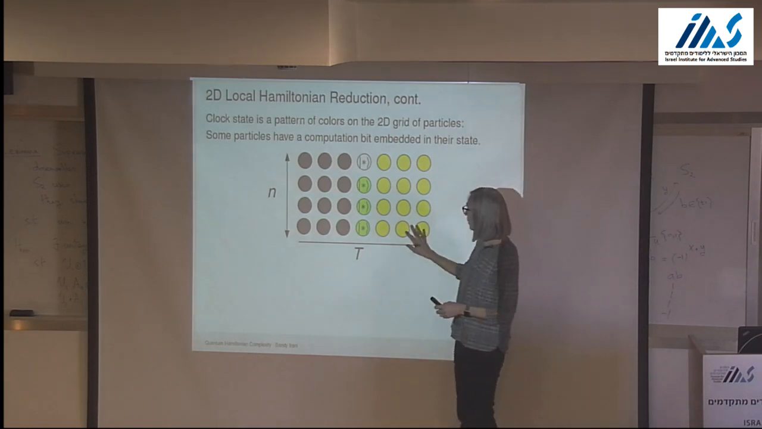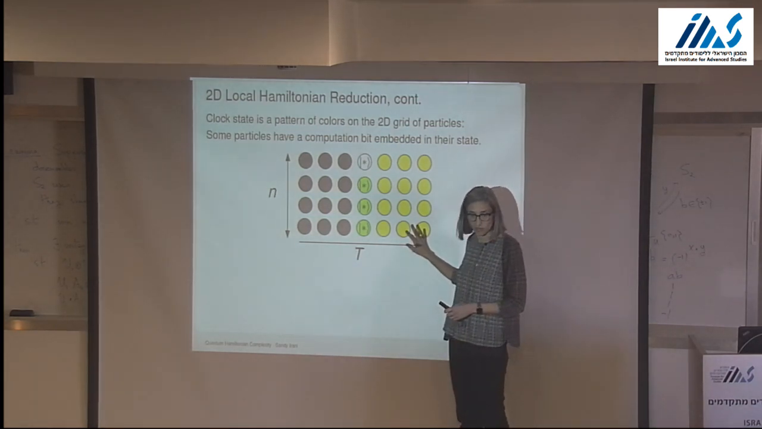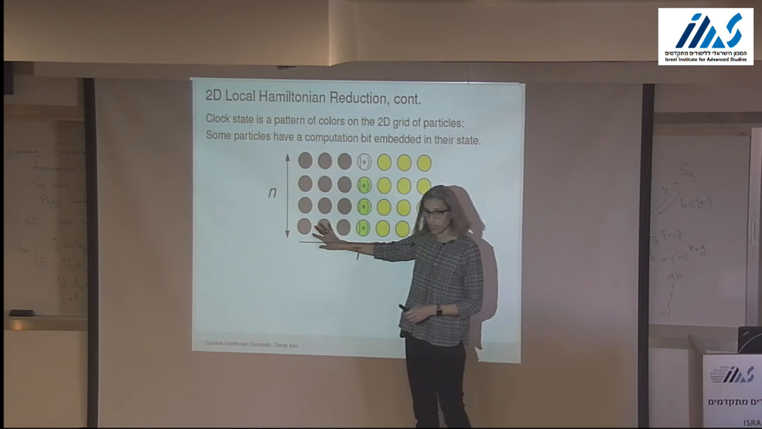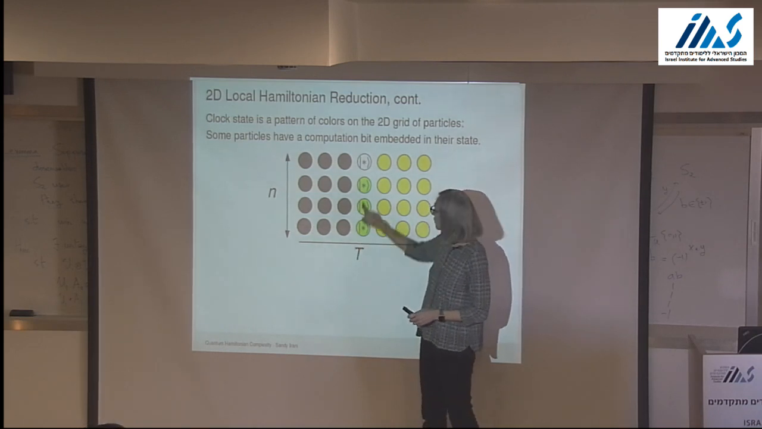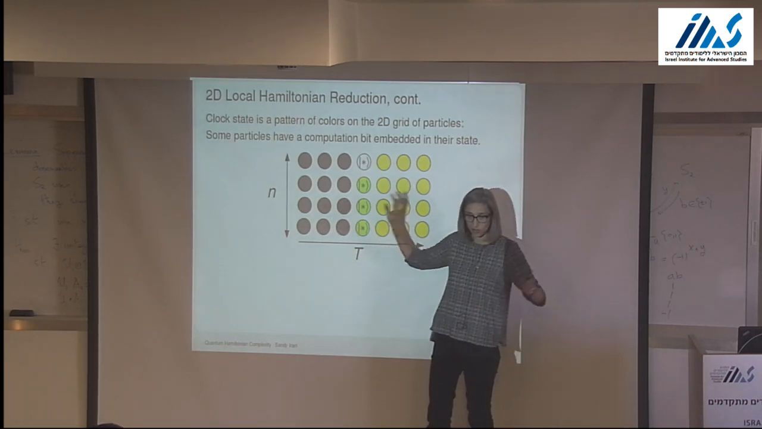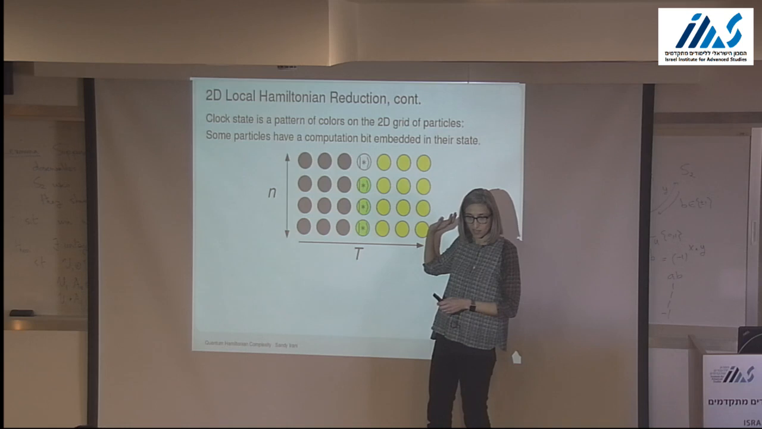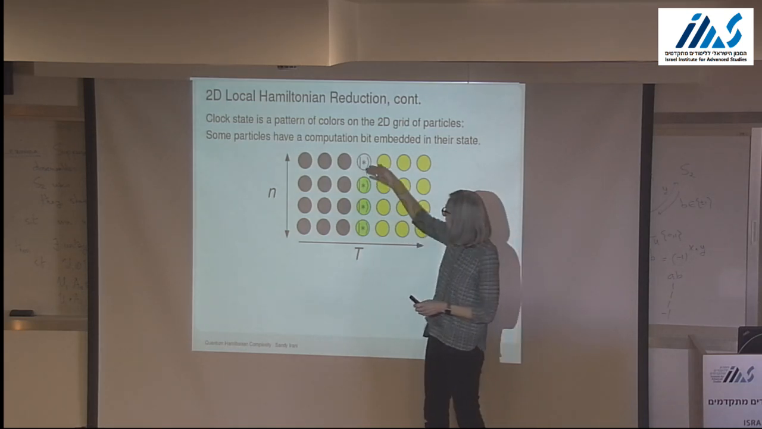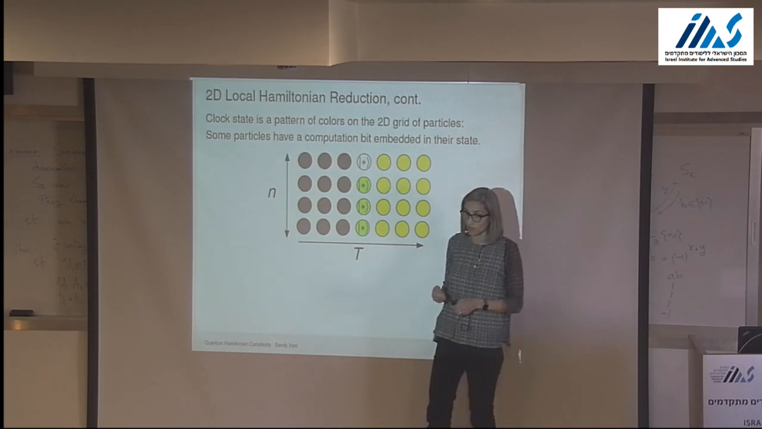So yellow states can't encode a qubit. Black states can't encode a qubit. Only certain colors can, and we make sure that they're localized to one column so that we don't have the computation spread all over this n by t 2-dimensional grid. I know that only some of the qubits are encoding the state of the computation.